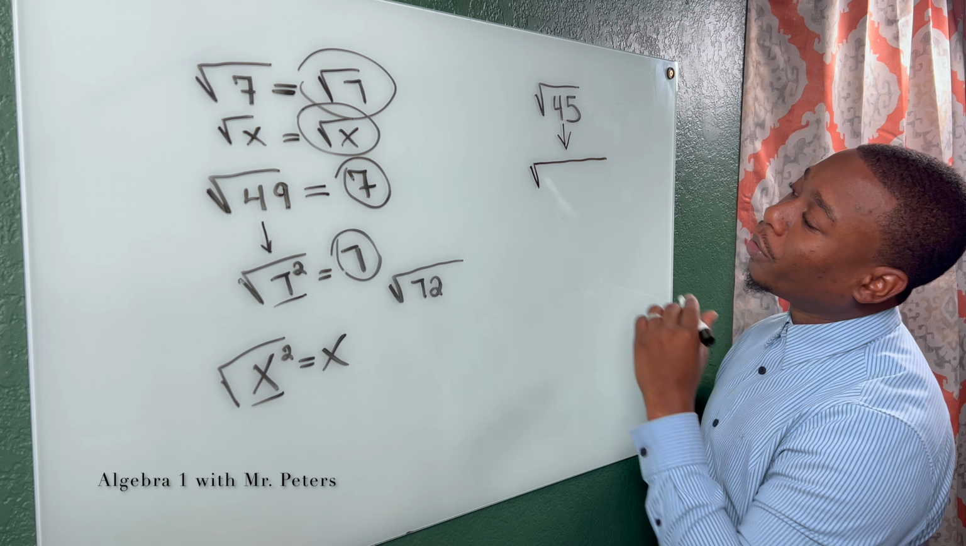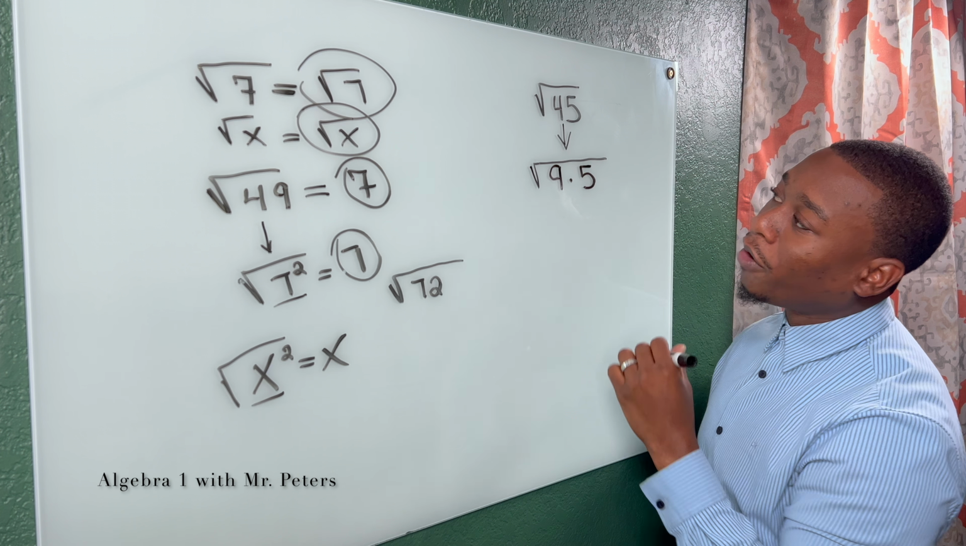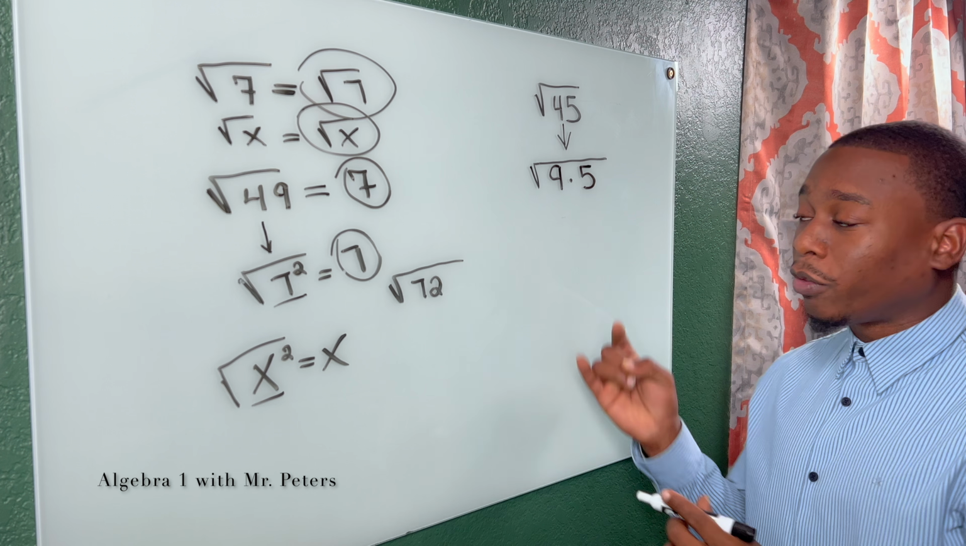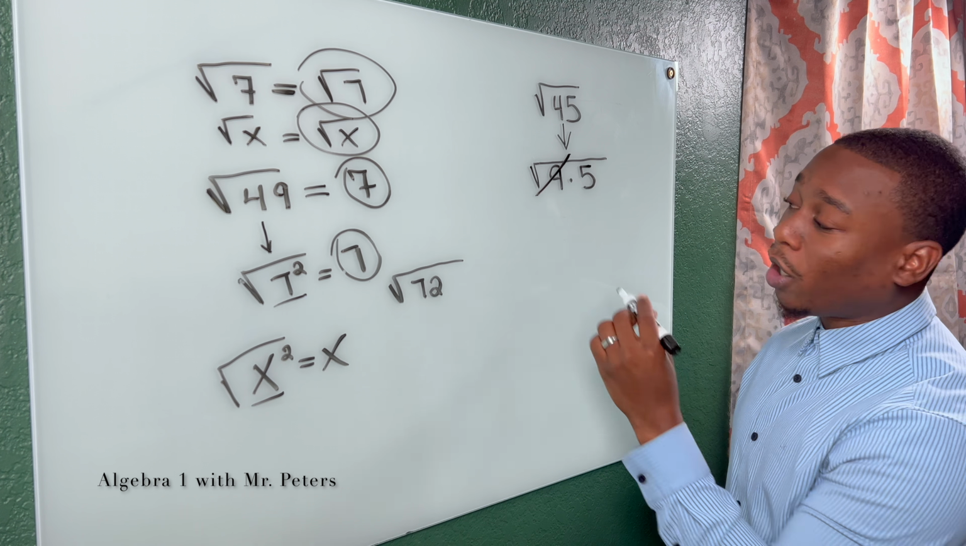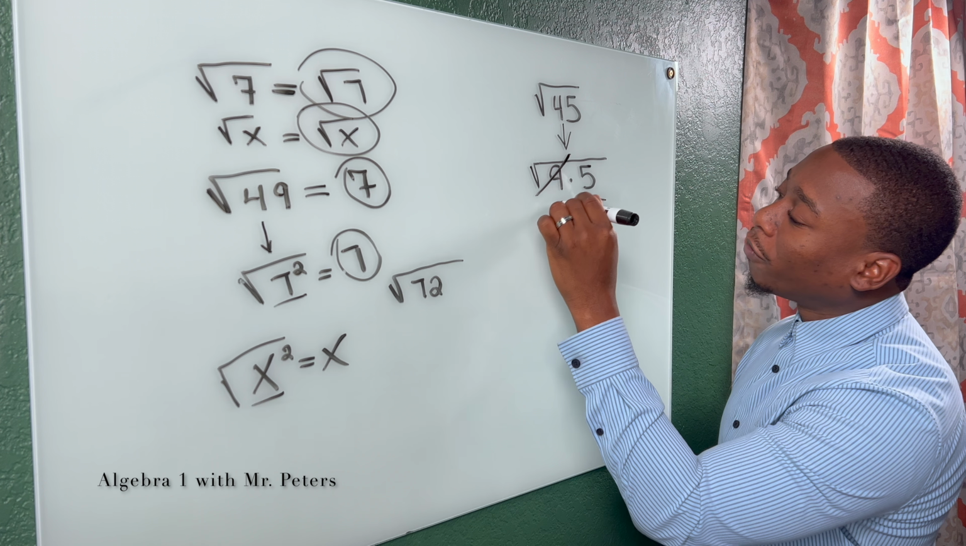So let's break it down. This is going to turn into the square root of 9 times the square root of 5. And when we look at it even further, the perfect square comes out. Our answer is 3 radical 5.